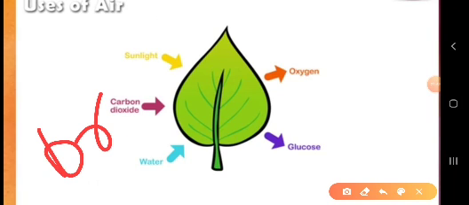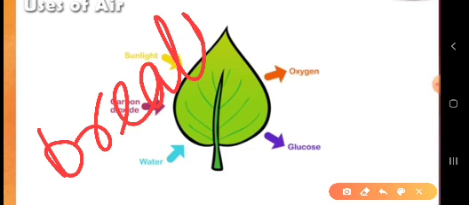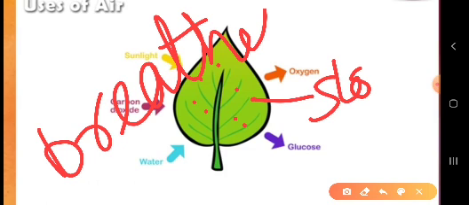Plants also breathe. So children, plants also need air. As I have told you, there are small pores on the leaves. These pores are called stomata. By now children, you have understood very well what stomata are. Stomata are the small openings present on the lower surface of the leaves.